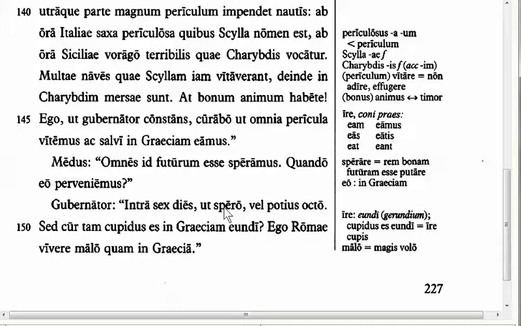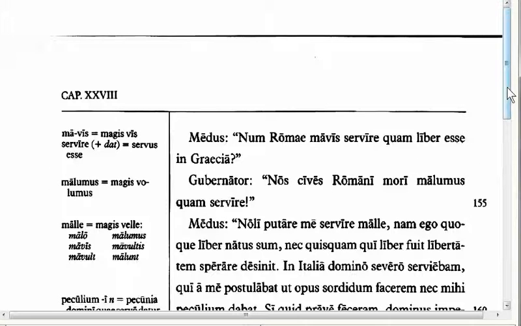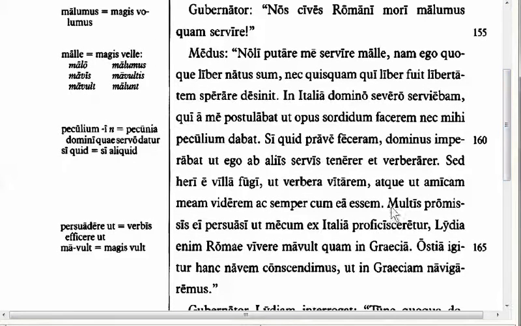The next new feature is in line 163. If you look down here, we had to start on 161. "Sed heri vi la fugi ut verbera vitarem atque ut amicam meam viderem ac semper cum ea essem." So, but yesterday I fled from home to avoid beatings and to see my girlfriend and to always be with her. So here we have essem.